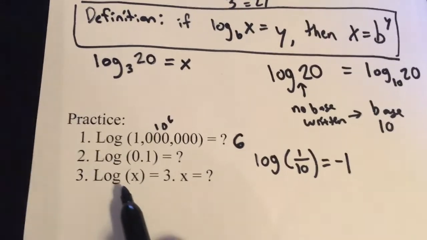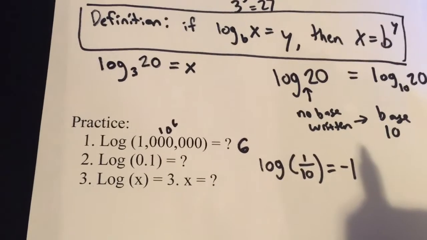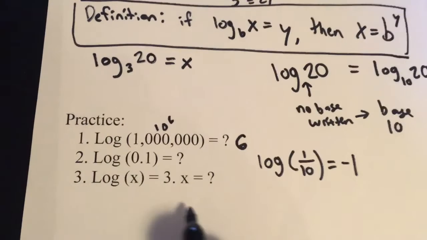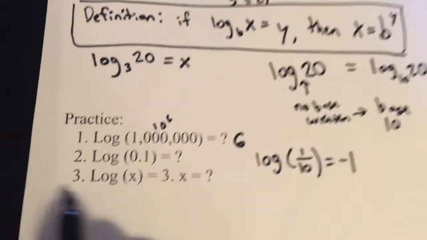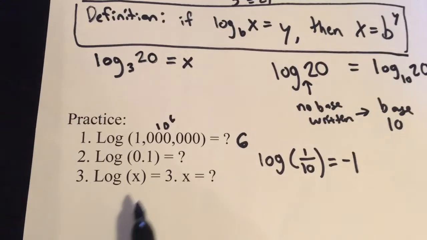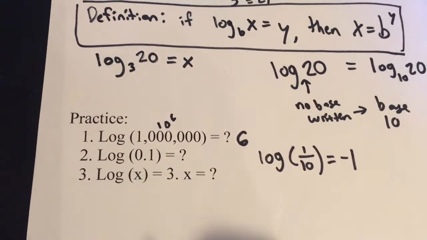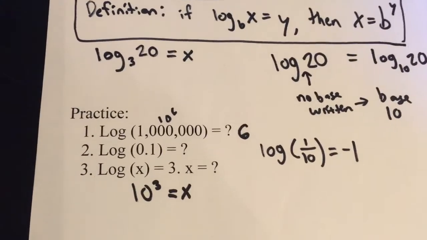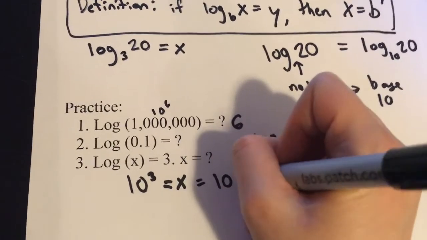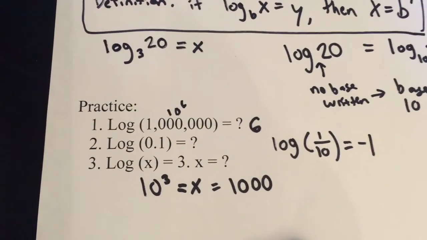And then here, log base 10 of x equals 3. x equals what? So this equation, in order to solve it, we need to reverse the log. We need to take the exponent of both sides. So we can reverse the log by saying, okay, this is telling us 10 to the 3rd power equals x. So in other words, x equals 10 to the 3rd, that's 1,000. So in this problem, x is 1,000.